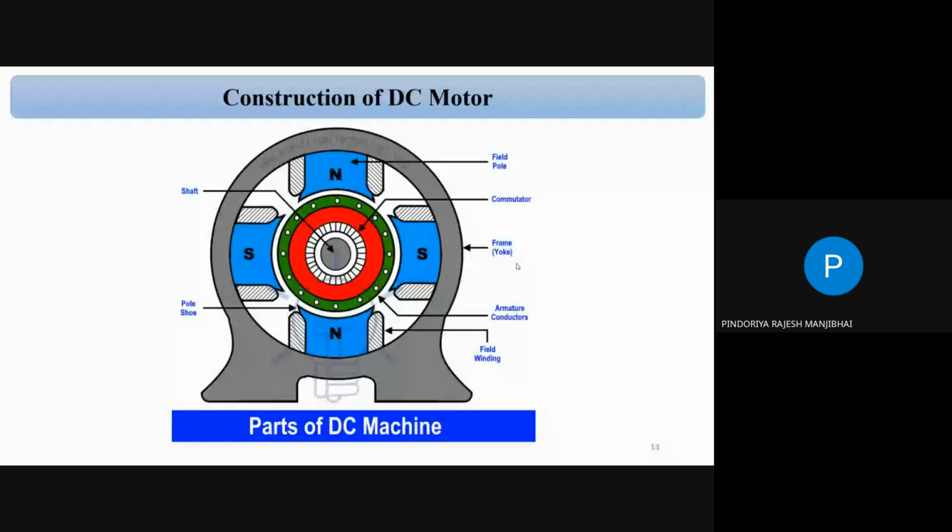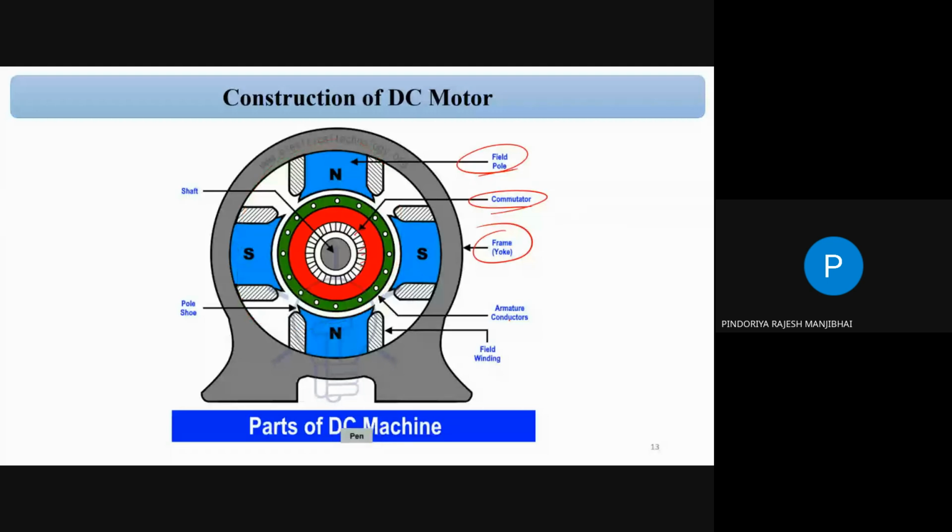So you can see this is the field pole, and the field winding in the DC machine. Here you can see the different segments of the commutator. The inner part is supported by the frame, which is the outer part. Then the armature, which is the rotor winding.